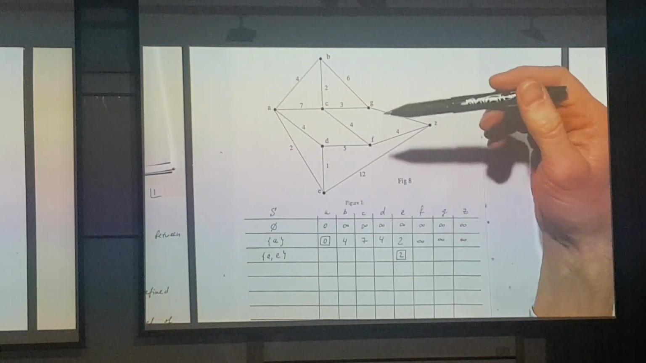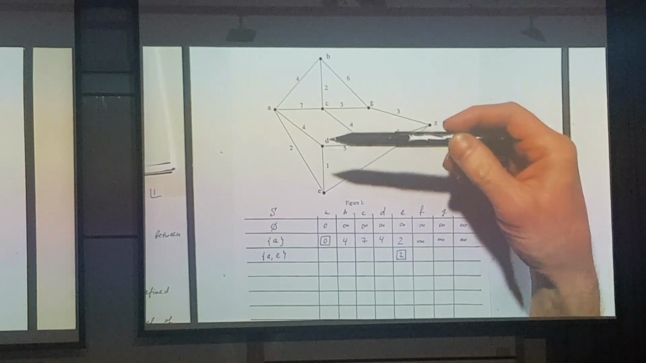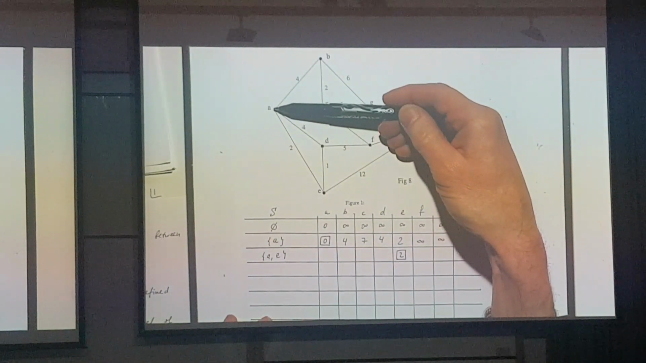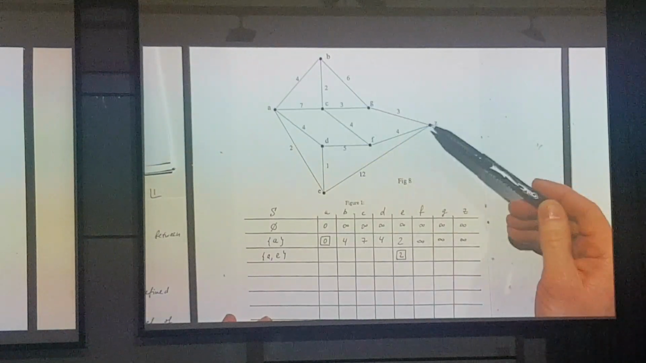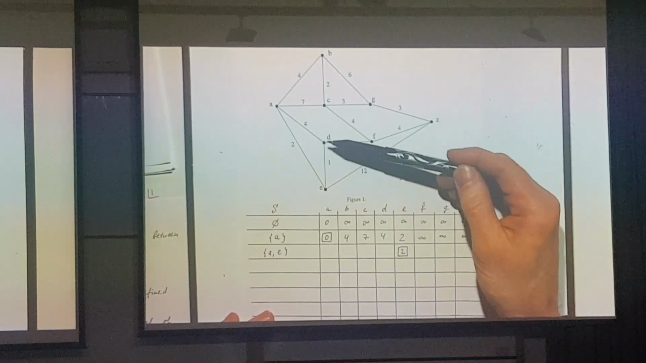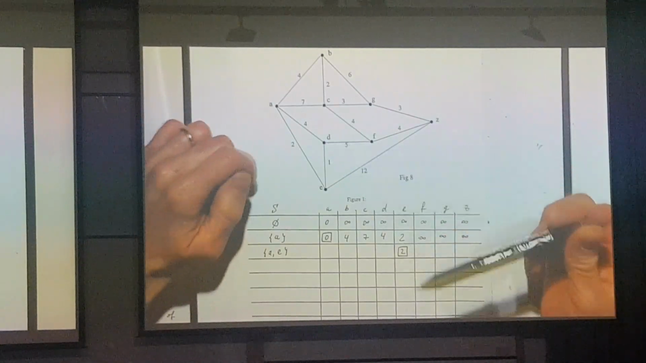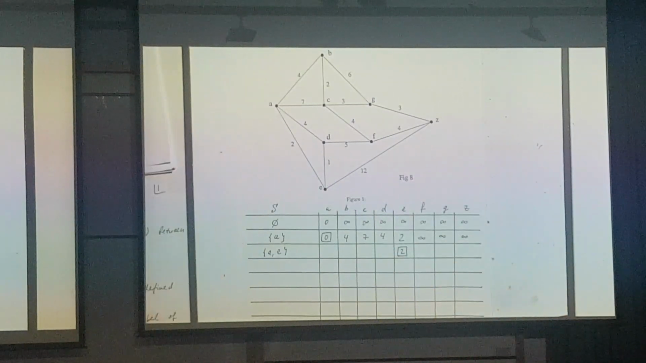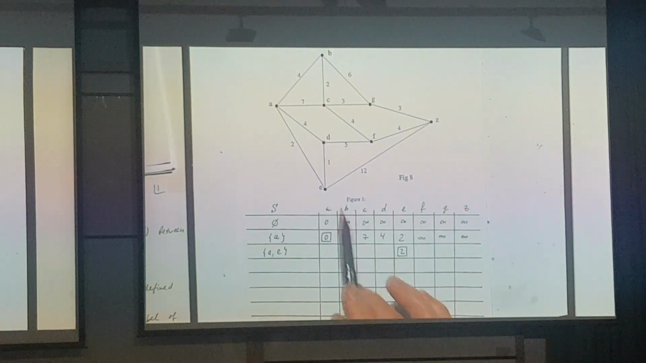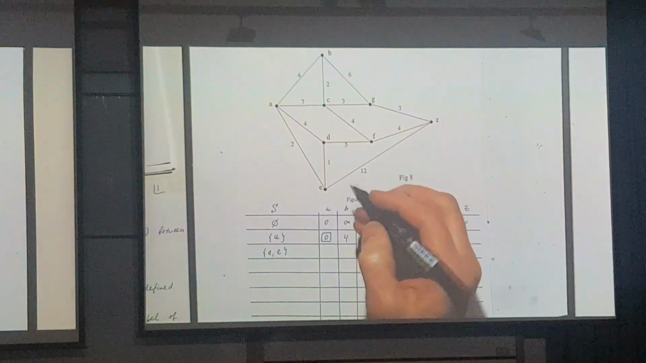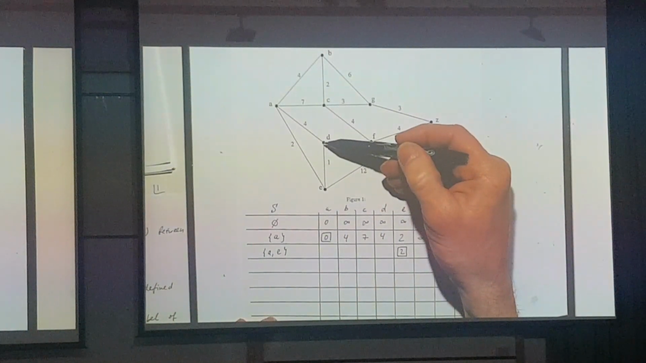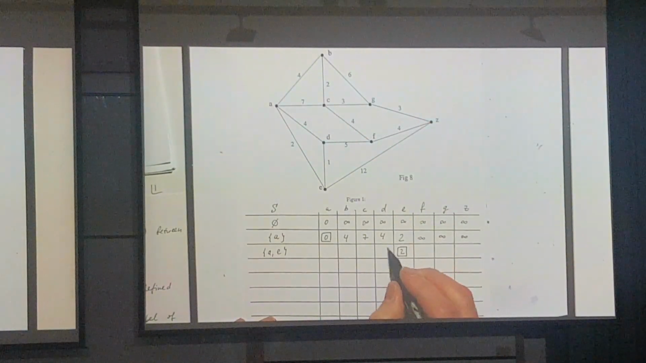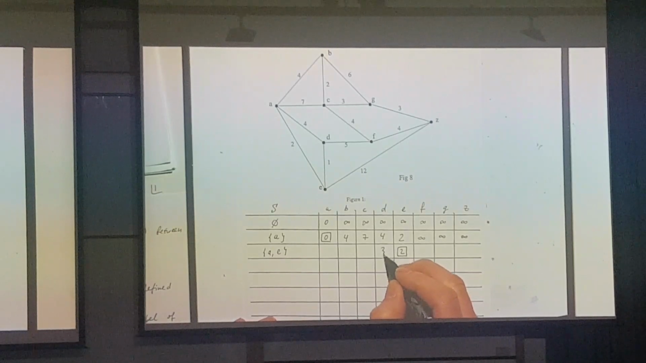Next I check for updates. So the only vertices which are connected to E are A, but A is already in capital S, D, and Z. So for the label for D, I should compare the old label 4 with 2 plus 1, which is 3. 2 because it's the label of E, and plus 1 because that's the weight of the connecting edge ED. So 3 is smaller than 4, therefore I change the label of D to the smaller value of 3.